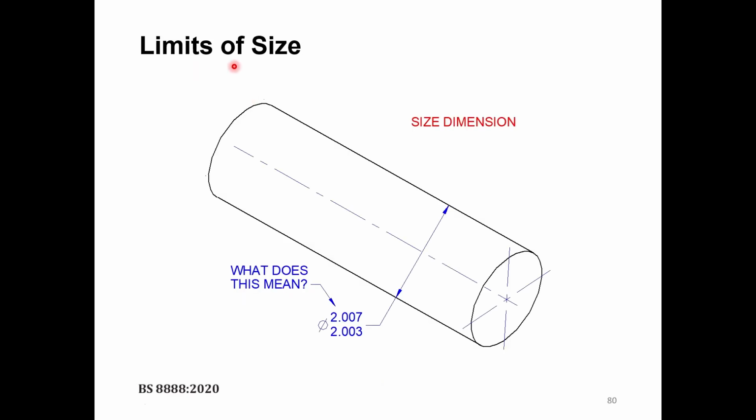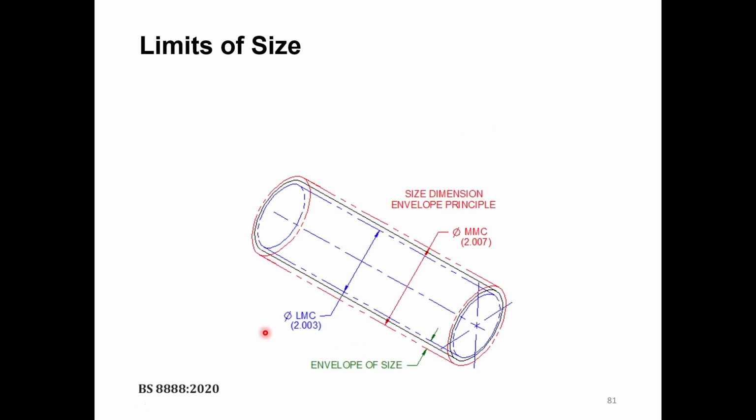For example, what are the limits of size? If we have a shaft here, and you have been given a dimension, and it says phi, which is the diameter of the shaft, is between 2.007 and 2.003. But what does this mean? It just means that the real shaft diameter could be anywhere between the least material condition, where the diameter is 2.003, the smallest diameter, and the maximum diameter, 2.007, at the maximum material condition.